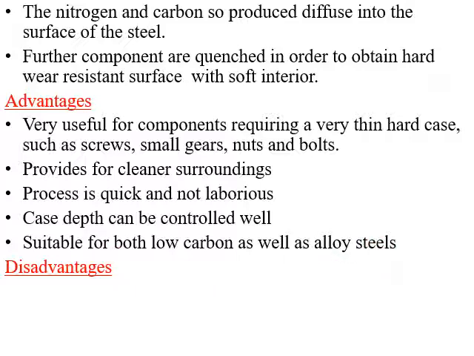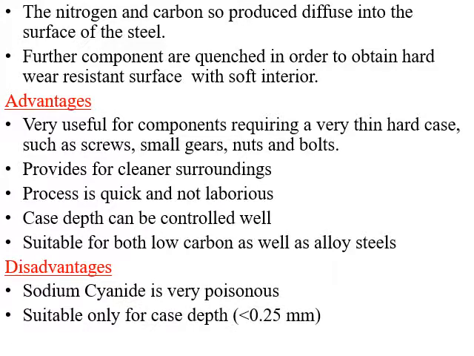Even when we talked about carburizing, low carbon steels are enriched with carbon at the surface. Nitriding, we said, is used for alloy steels, where they form stable nitride particles. When we use cyaniding, we can use it for both low carbon as well as high alloy steels. Okay, so what are the disadvantages?